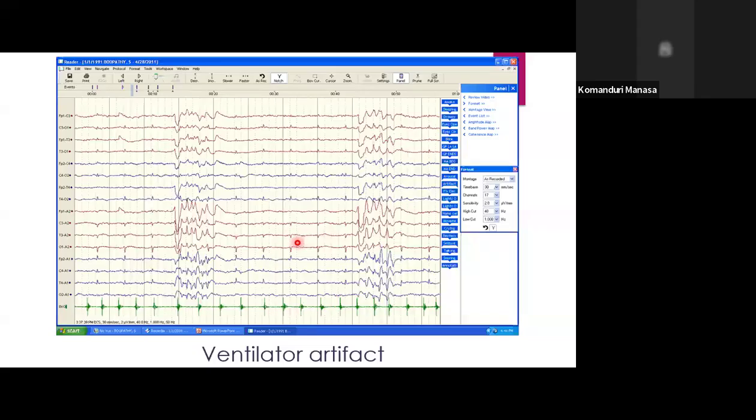Along with the ventilator artifact, we are seeing one more artifact here, which is not time linked with the EKG artifact. This is an IV drip artifact, because the IV fluid drips cause hydrostatic potentials, which are picked up by the EEG. So this will be similar to the rate of the IV drip.